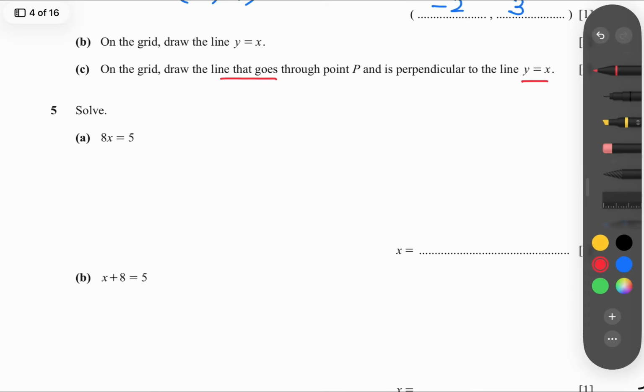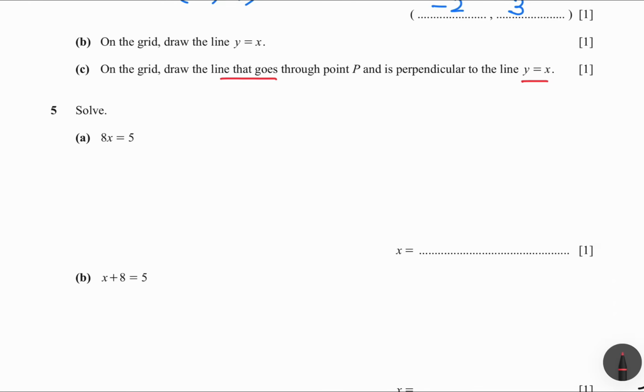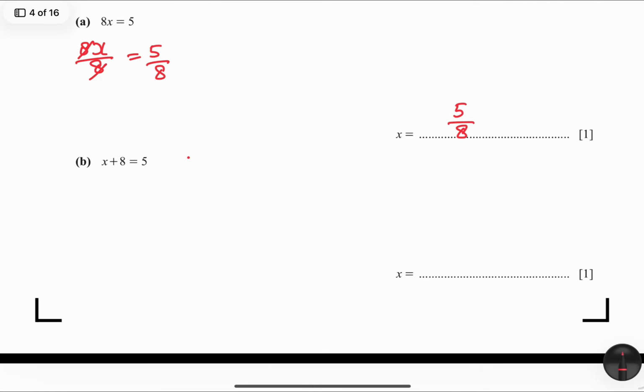Here we have solve this 8x equals 5. So we will divide both sides by 8, so it will be 8x over 8, and here we will have 5 over 8. So final answer is 5 over 8. Now x plus 8 equals 5. So x is 5 minus 8. x is equal to minus 3. So x is minus 3.